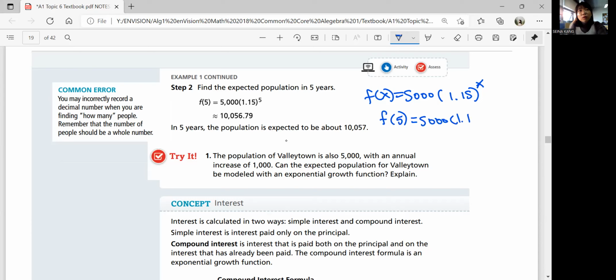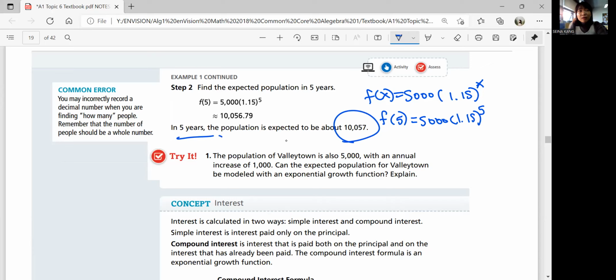And you get 1.15 to the power of 5 times 5,000, and that's about 10,056.79 people. So in 5 years, we can say that the population is expected to be about 10,057 people. Okay. So let's look at try number 1.